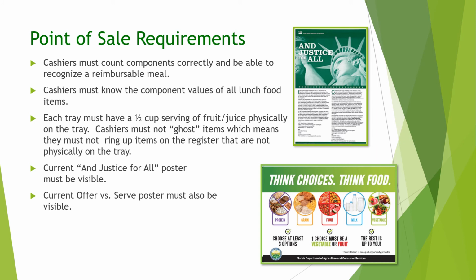The current And Justice for All poster must be visible. The current And Justice for All poster is green. Sites should no longer have any of the red, white, and blue And Justice for All posters posted. Keep in mind that this must be visible wherever meals are served. For example, if meals are served in the classroom, then there must be one posted in the classroom. If meals are served in the spill-out area, then a poster must be on the service cart. The current offer versus serve poster must also be visible.